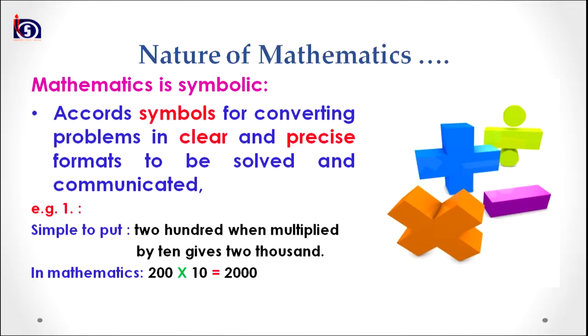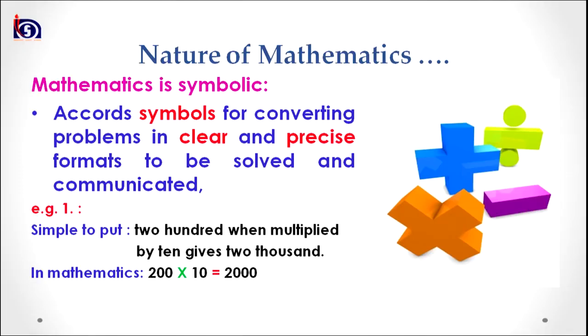Being symbolic in nature refers to according symbols for converting problems into a clear and precise format, which mathematics does to solve and communicate them more precisely, more accurately and more finely. There are some examples given on your screen. Look at the first example, a statement which we simply use in our day-to-day life. 200 when multiplied by 10 gives 2000. It's a broad, big statement.